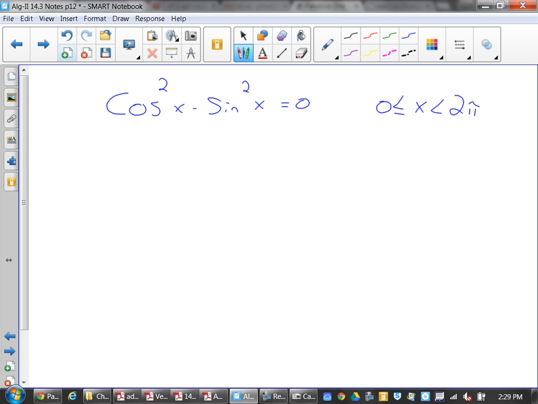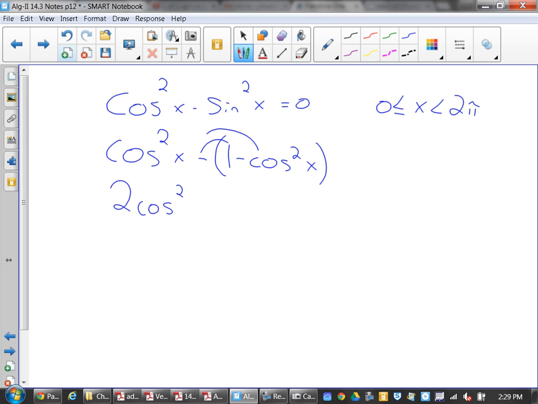So we have cosine squared of x minus the quantity 1 minus cosine squared. Is that what you had? Yes. Did you distribute your negative correctly? Yes, I did. If you distribute your negative correctly, you wind up with how many cosine squareds? 2 cosine squared.